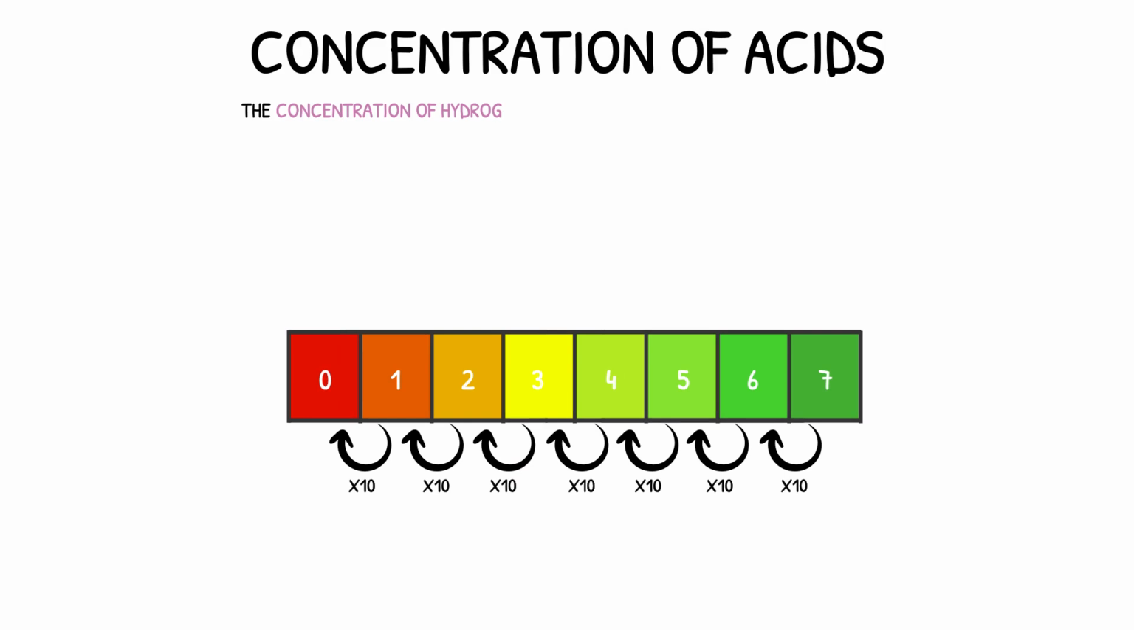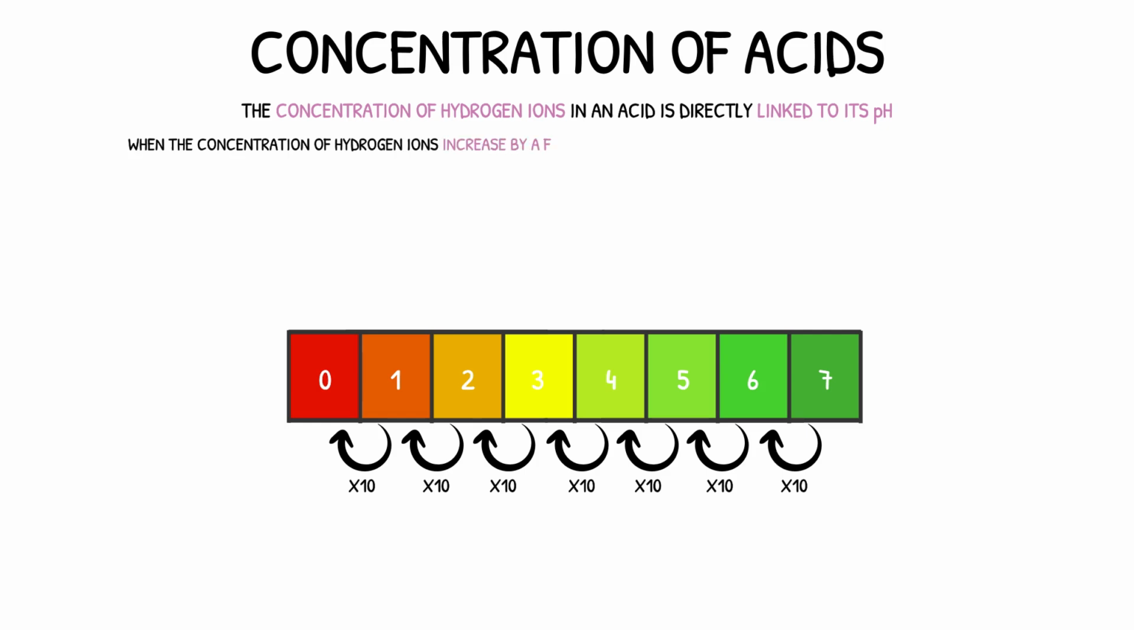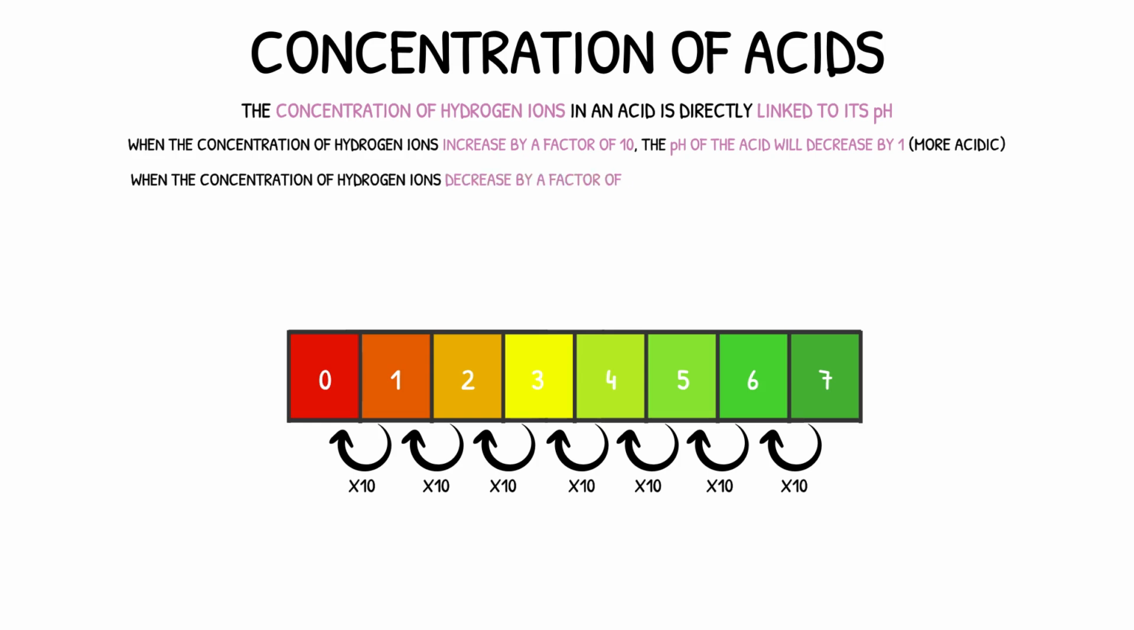The concentration of hydrogen ions in an acid is directly linked to its pH. When the concentration of hydrogen ions is increased by a factor of 10, the pH of the acid will decrease by 1, therefore becoming a stronger acid. However, when the concentration of hydrogen ions is decreased by a factor of 10, the pH of the acid will increase by 1, therefore becoming less acidic.